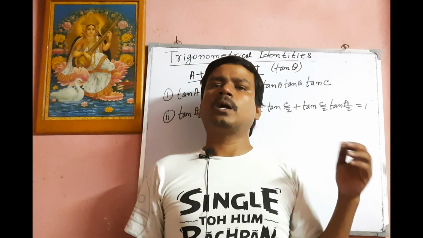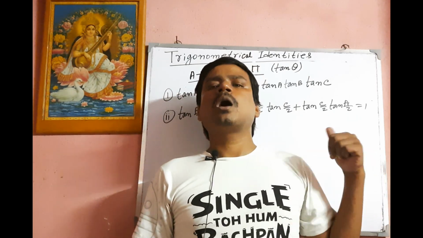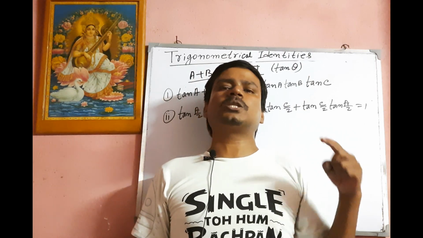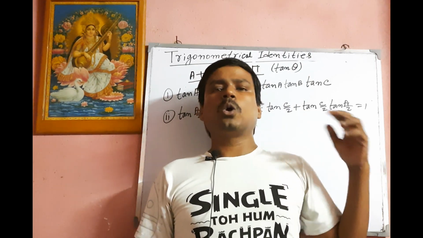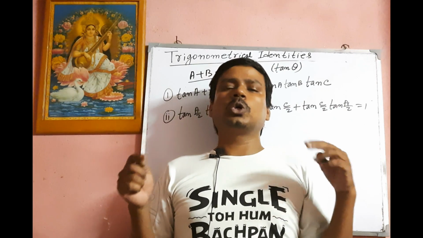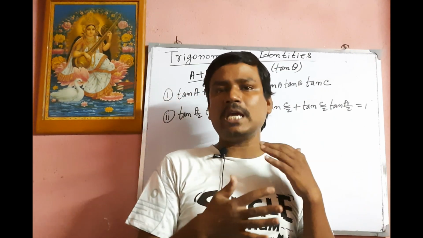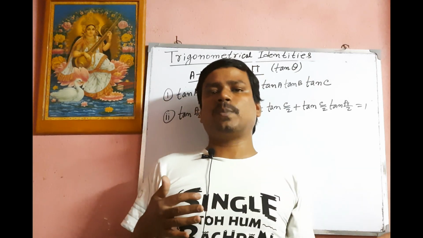These are the sin theta, cos theta and tan theta type identities for this chapter, which are used to solve the problems of this chapter. Now we move to the next part, that is the example part.